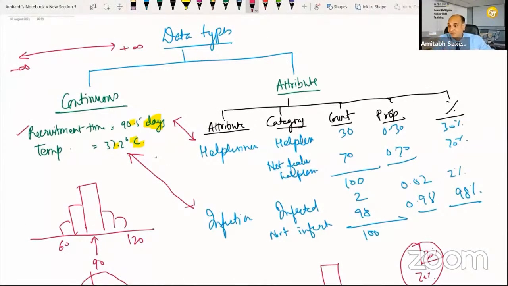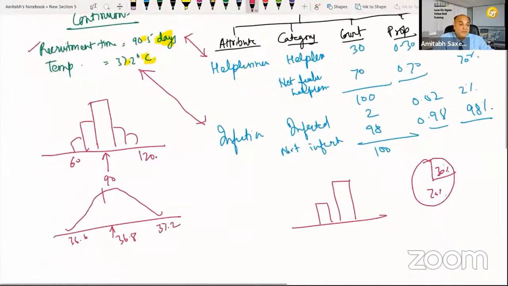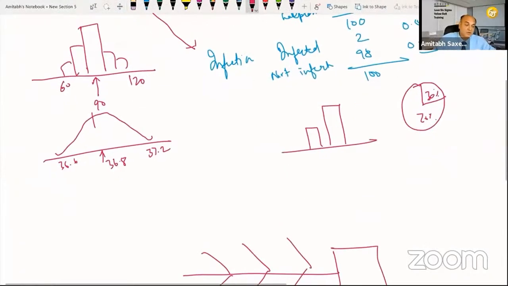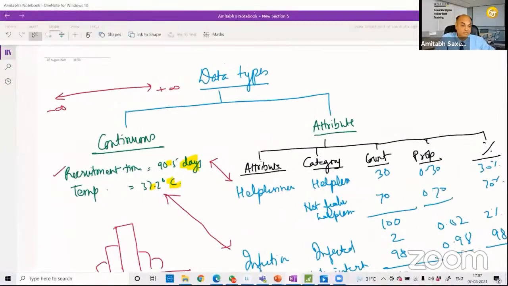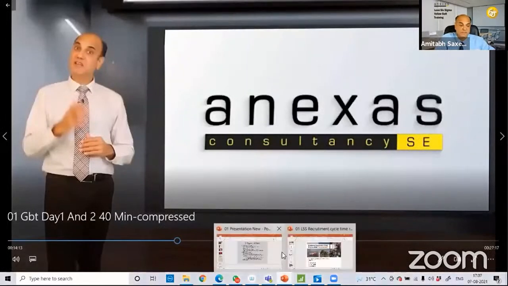Now, I hope you understood what is continuous and attribute data. Any questions on this? Okay, great. Now let me expand this a little bit. As I told you, this data follows normal distribution. What is normal distribution? Let me talk about that a little bit more.